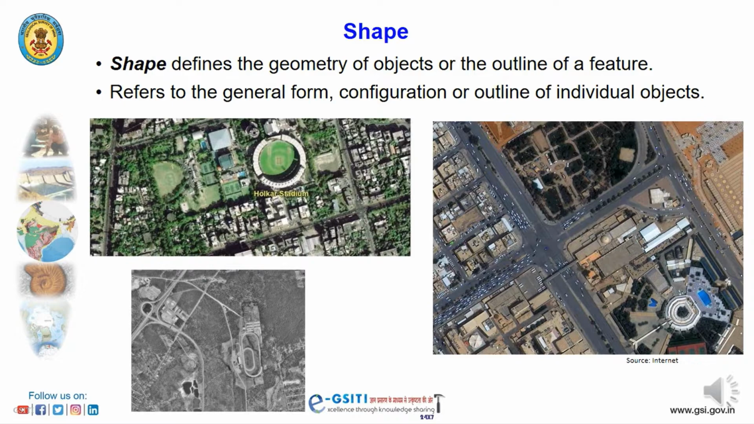Shape. What is a shape? Shape defines the geometry of objects or the outline of a feature. It refers to the general form, configuration, or outline of individual objects in an imagery. In these imageries, you can see different shapes. By the information which we have had previously, you can identify the circular shape. Here it is showing the stadium. On the right hand side you can see different shapes of building and road, and in the bottom it is reflecting a particular shape of a horse race stadium.